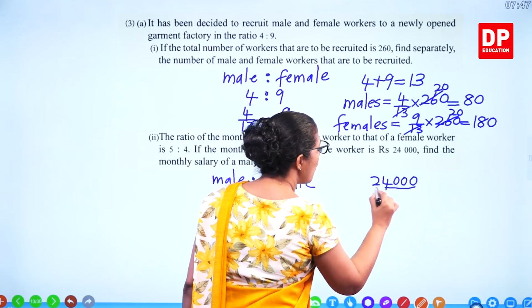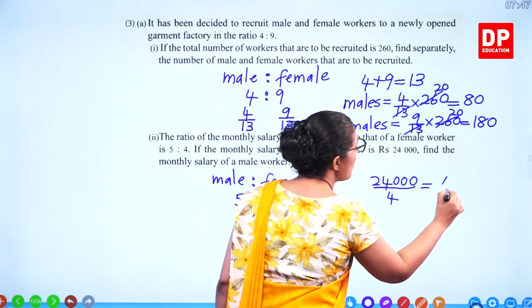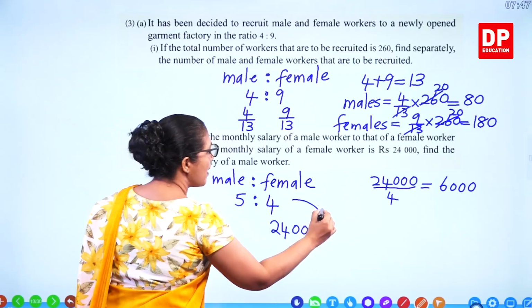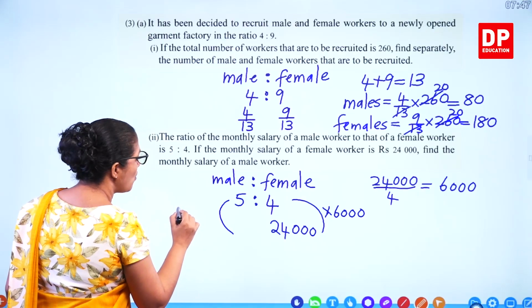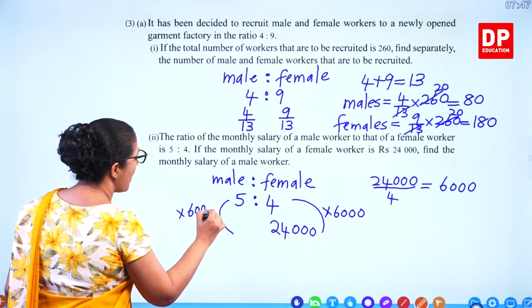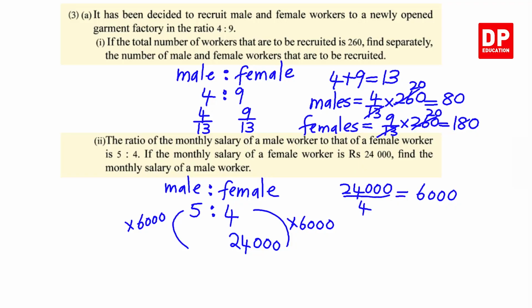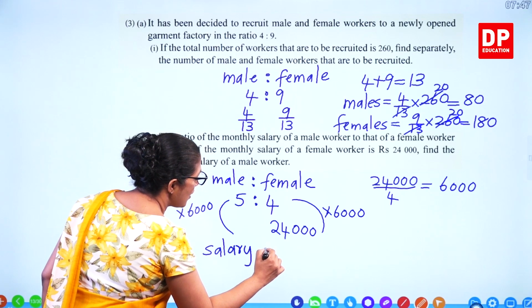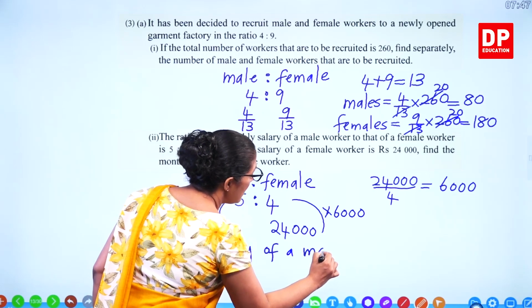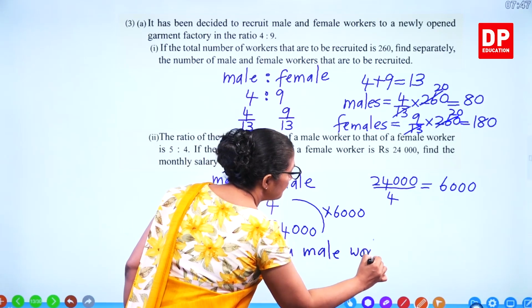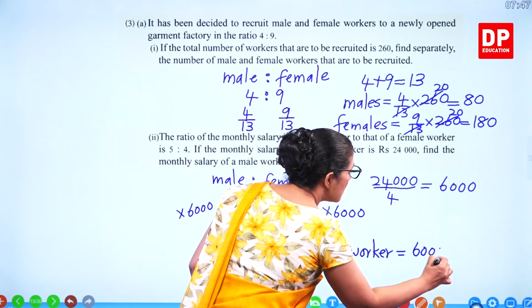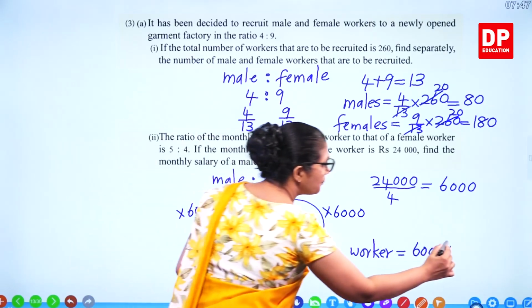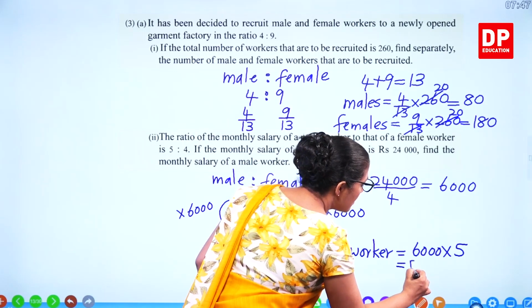24,000 divided by 4, that means 6,000. So multiply this by 6,000 to get this. So do the same thing here. 6,000 into 5. So what's the salary of a male worker? Salary of a male worker is equal to 6,000 into 5. That's 30,000 rupees.